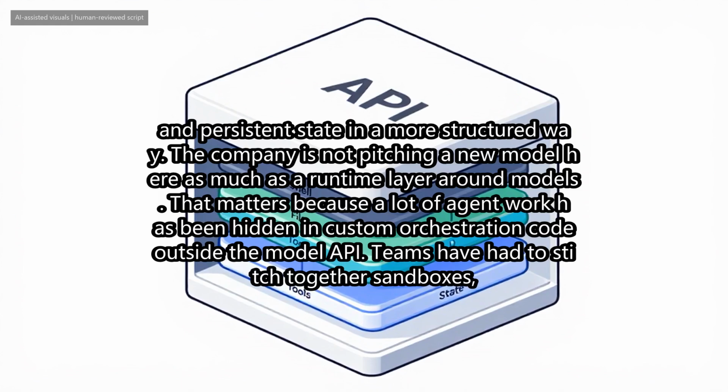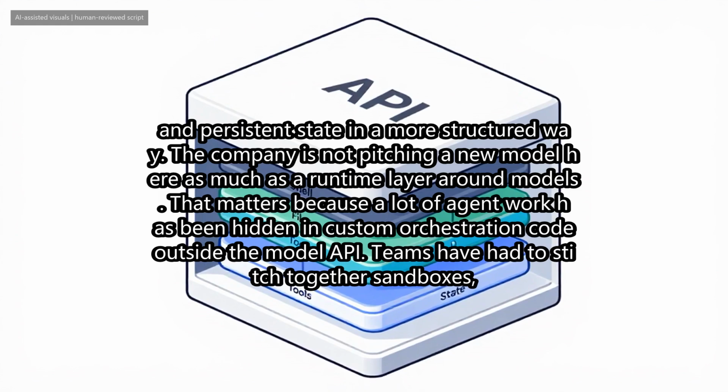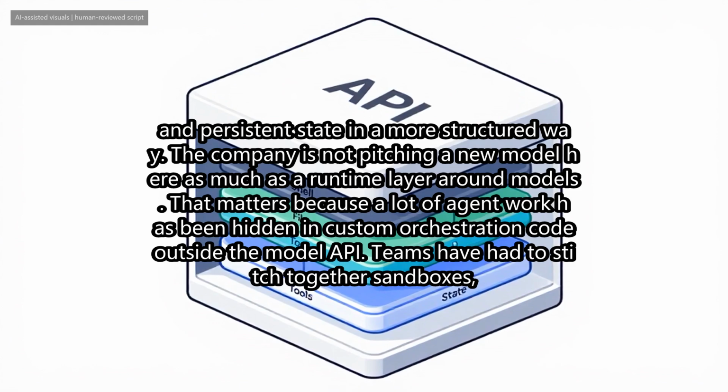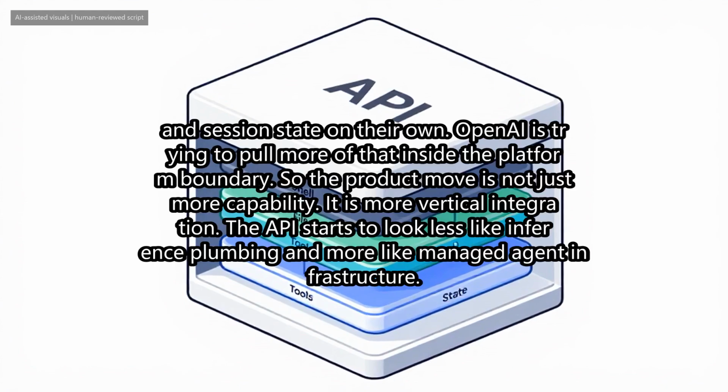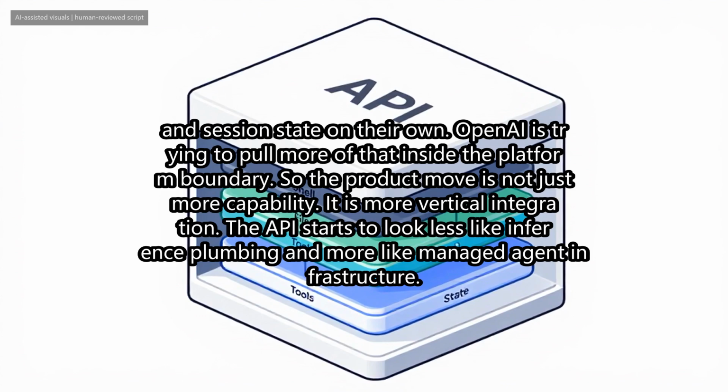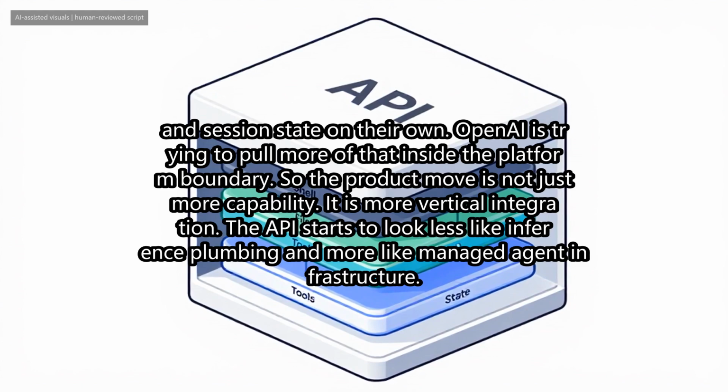The company is not pitching a new model here as much as a runtime layer around models. That matters because a lot of agent work has been hidden in custom orchestration code outside the model API. Teams have had to stitch together sandboxes, file systems, execution policies, and session state on their own. OpenAI is trying to pull more of that inside the platform boundary. So the product move is not just more capability, it is more vertical integration. The API starts to look less like inference plumbing and more like managed agent infrastructure.